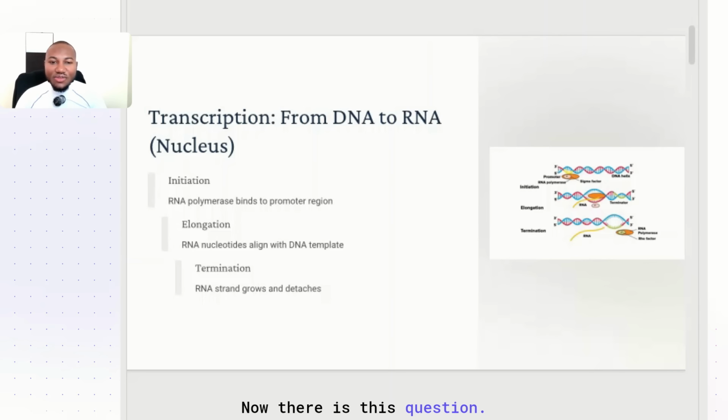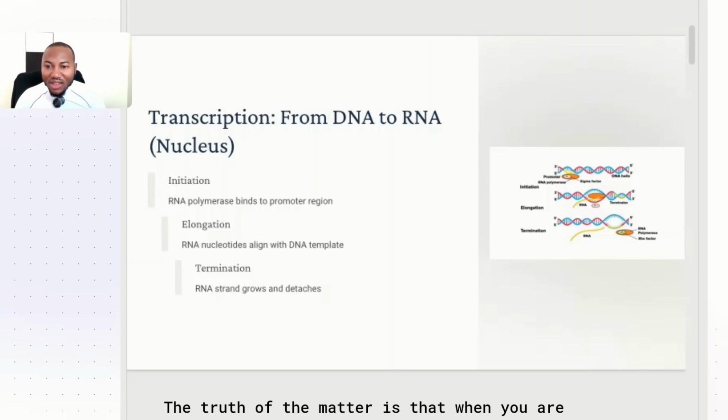Now there is this question. Copying genetic information from DNA to RNA is called dash. Using the information contained in messenger RNA to make a polypeptide protein is called dash. Options: translation, transcription; DNA replication and translation; DNA duplication and transcription; transcription and translation; DNA translation and RNA transcription.